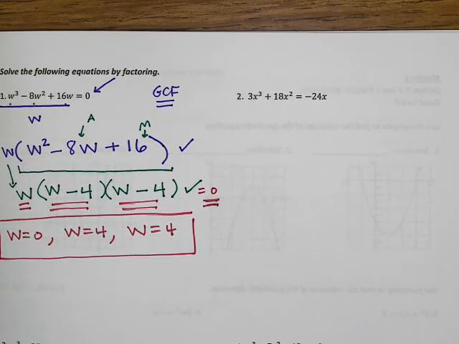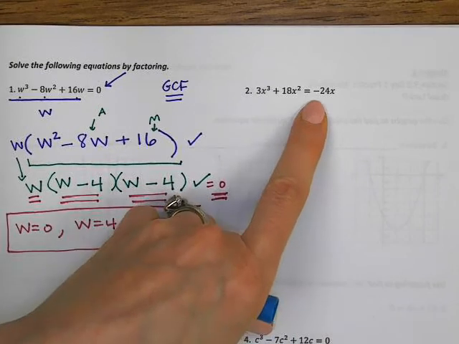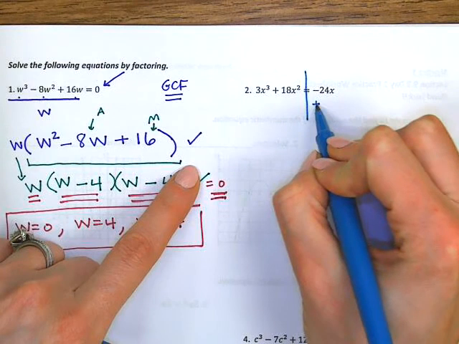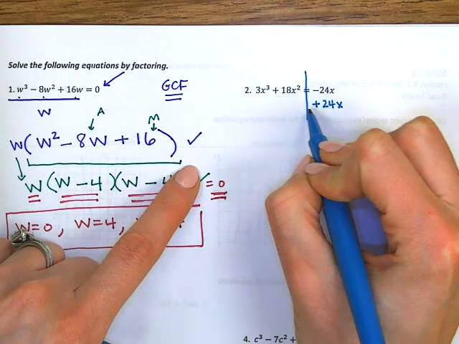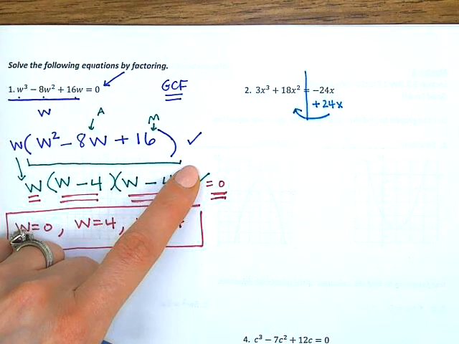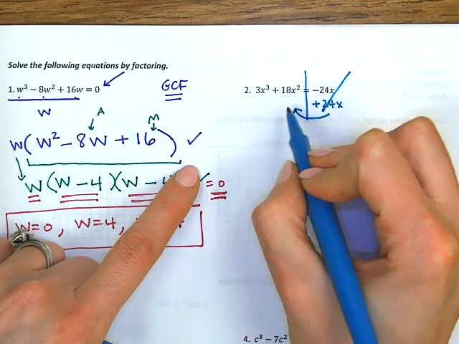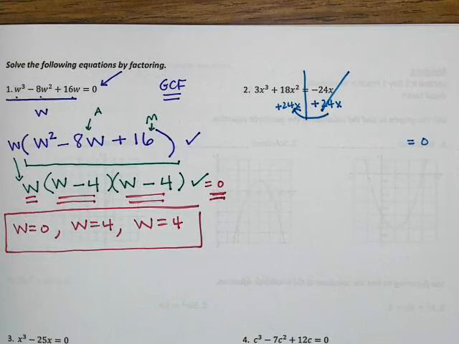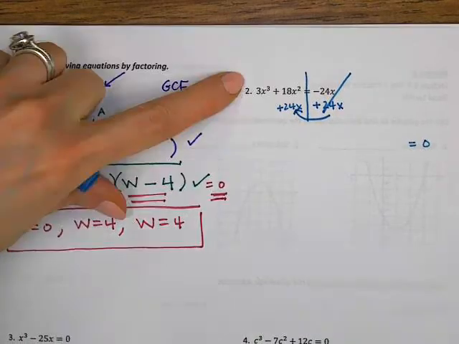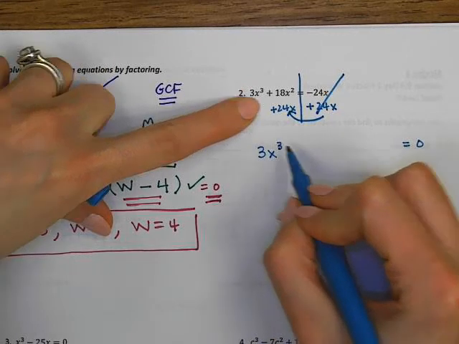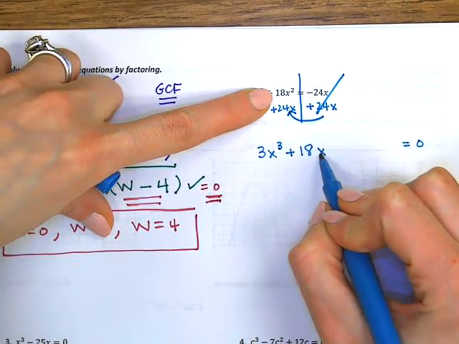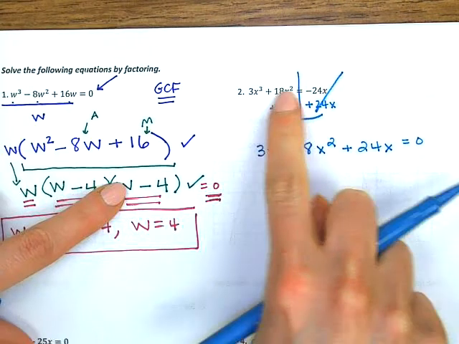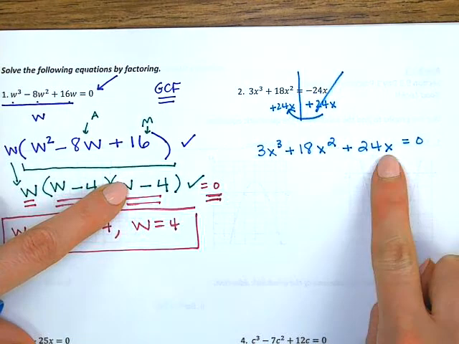Okay, so number 2. First thing you guys notice is it does not equal 0. So that means we need to draw the wall and add the 24x over to the other side. Right? We got to add the 24x to the other side so that it does equal 0. Okay, so let's line everything up. We have a 3x cubed, we have a plus 18x squared, and then we also just added the 24x. Don't actually add any of these together because they're not like terms.